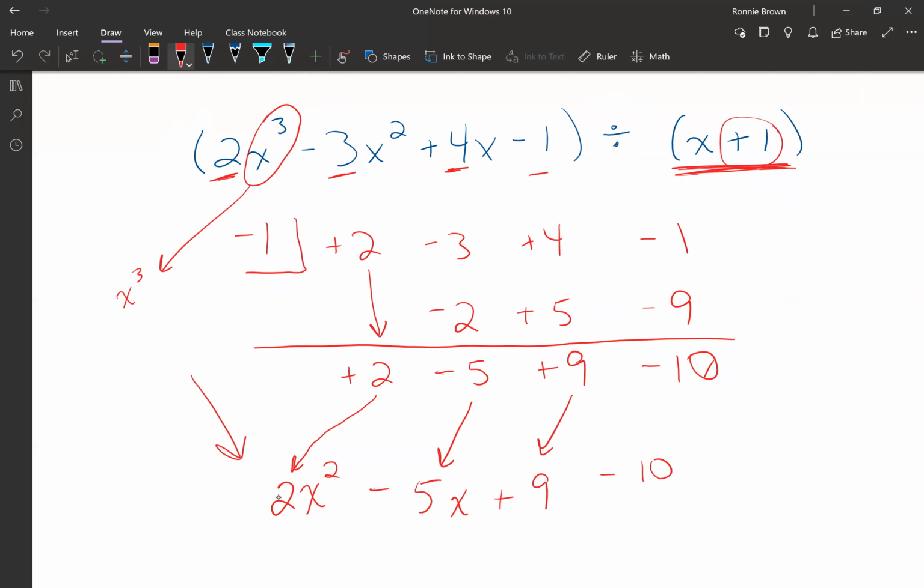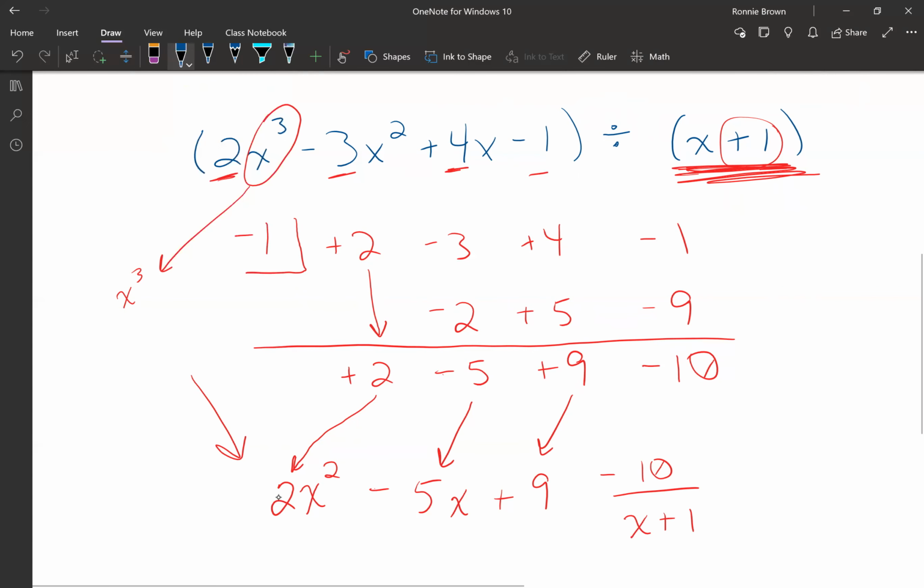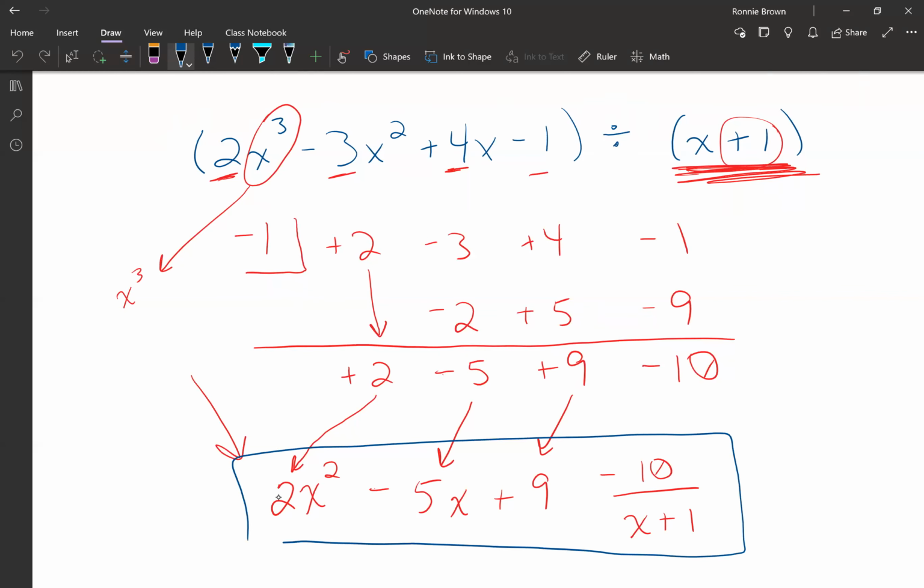Our remainder, as we stated earlier, goes above the divisor. Our divisor was x plus 1. So we write the remainder over x plus 1. And that last value in synthetic division is always your remainder. If there is no remainder, then that value will be an actual 0. So I go ahead and box in my answer.